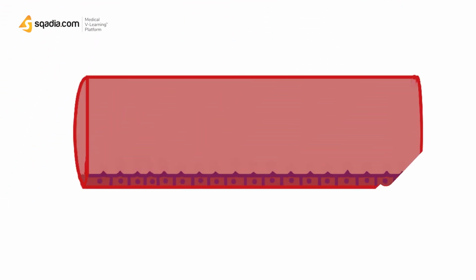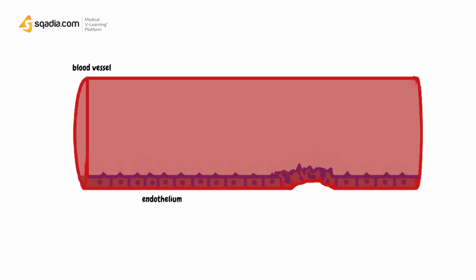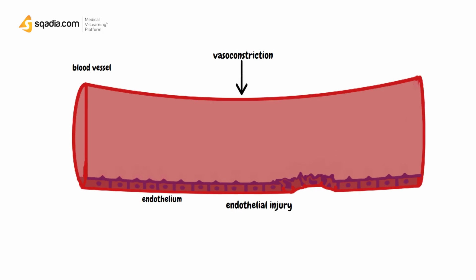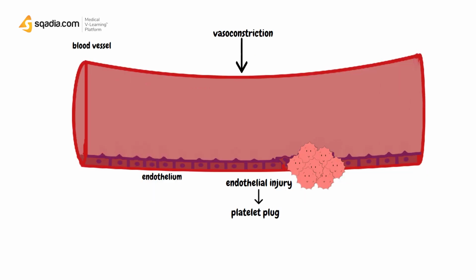Now, let's go step by step. Initially, when there is endothelial injury, it is followed by vasoconstriction. This is because vasoconstriction helps to reduce the blood loss. Also, platelets are activated. These platelets form a platelet plug, and this process is known as primary hemostasis.